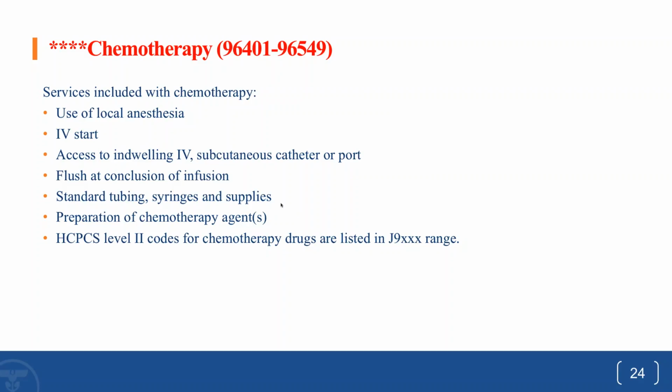And 96415 is each additional hour. Each additional hour. So if they say an hour and 20 minutes, you only can use 96413. Right? If they say an hour and 35 minutes, you still can only use 96413, right? Because 96415 is each additional hour. So it would have to be at least 2 hours to use that add-on code. So remember that.